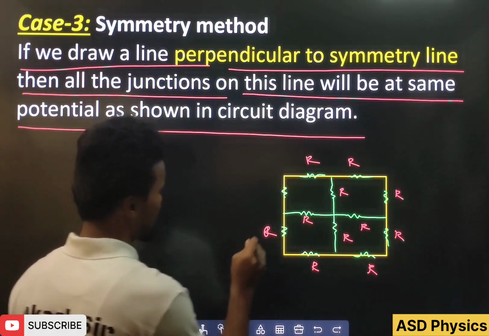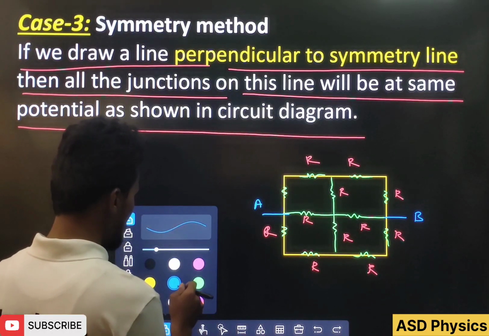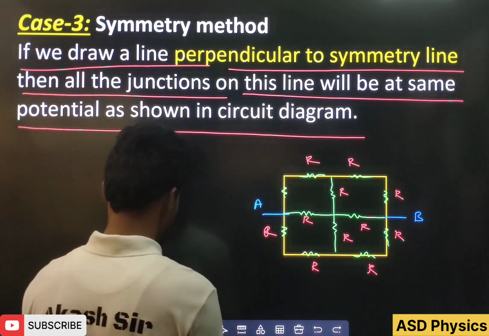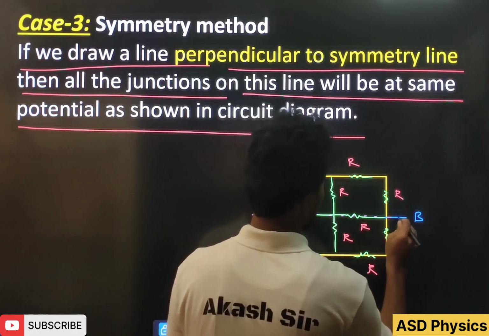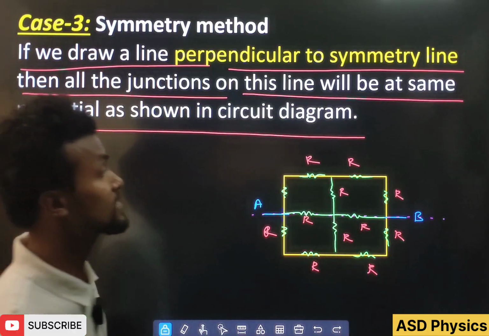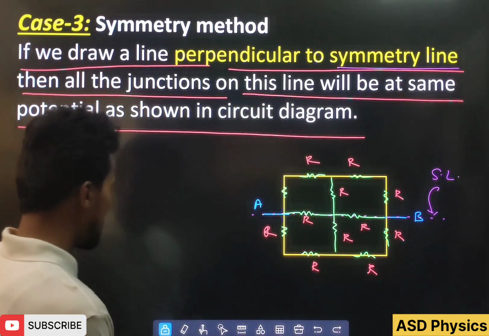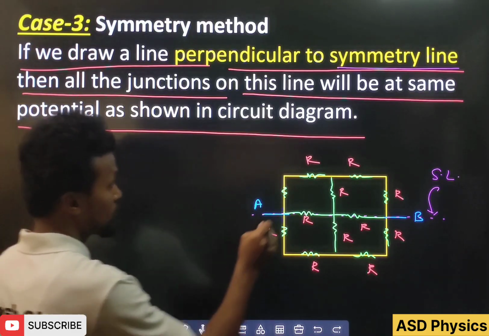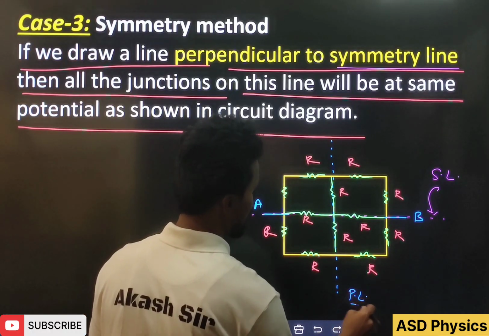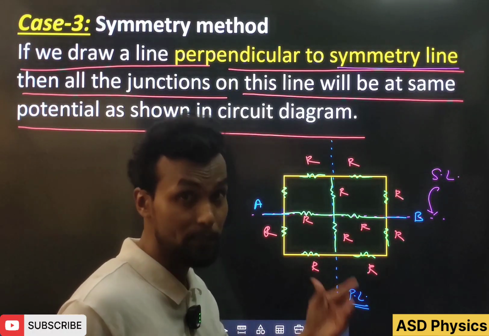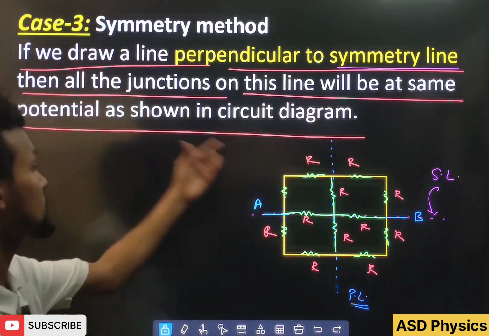Here we have to apply symmetry. How can we apply the symmetry? If we have to calculate the equivalent between points A and B, then remember this line, let me draw it here, see this line. This line is called the symmetry line. And if I draw any perpendicular line here, this is the perpendicular line I am drawing. Because this is the symmetry line, this is the perpendicular line. Then all the junctions on this line will be at which potential, students?